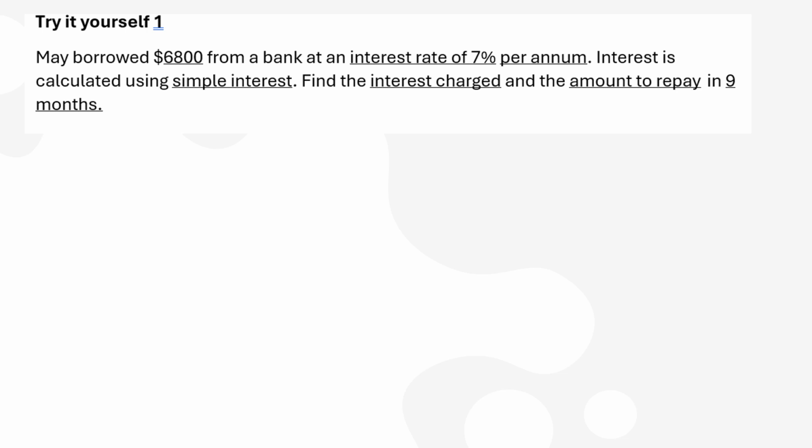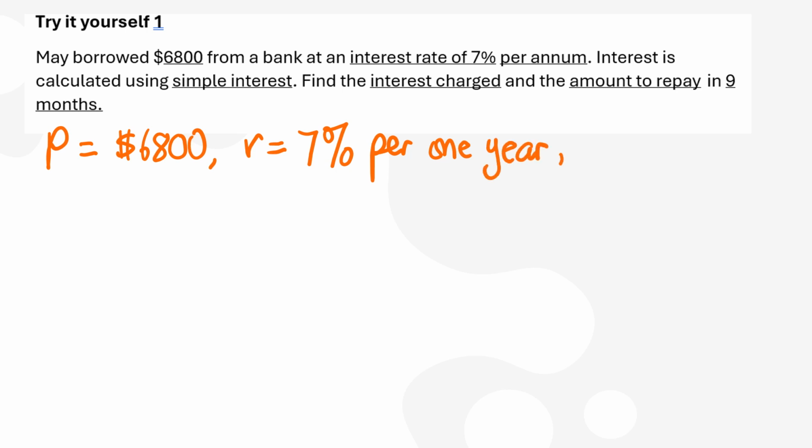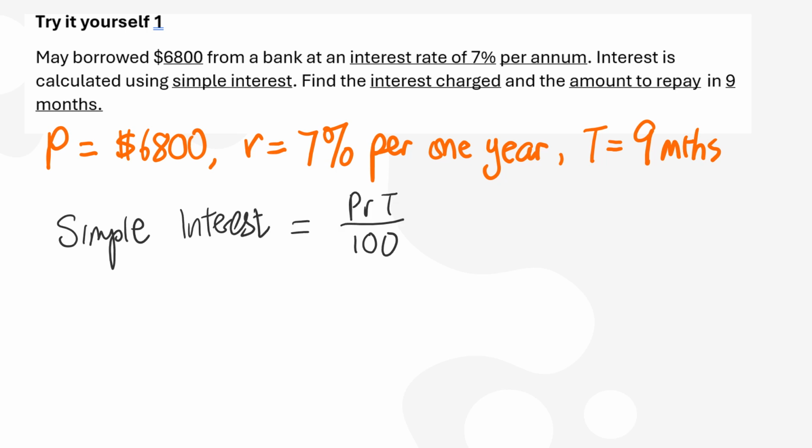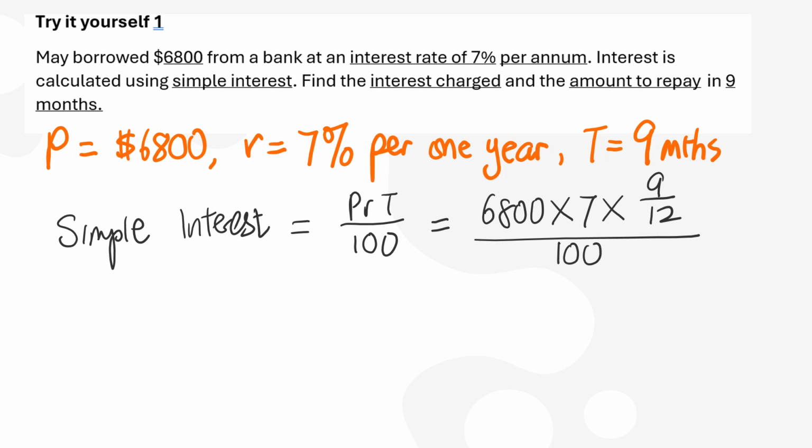So let's write down all the information that is needed. Right, so 6,800 is your principal sum. The rate is 7% per annum, meaning per 1 year. Right, and she borrowed it for 9 months. So the next thing is to write down the formula to calculate simple interest, which is just PRT over 100, and let's substitute in the values for P, for R, for T over 100. Right, so take note that we have to convert this 9 months into years, so that will be 9 divided by 12.